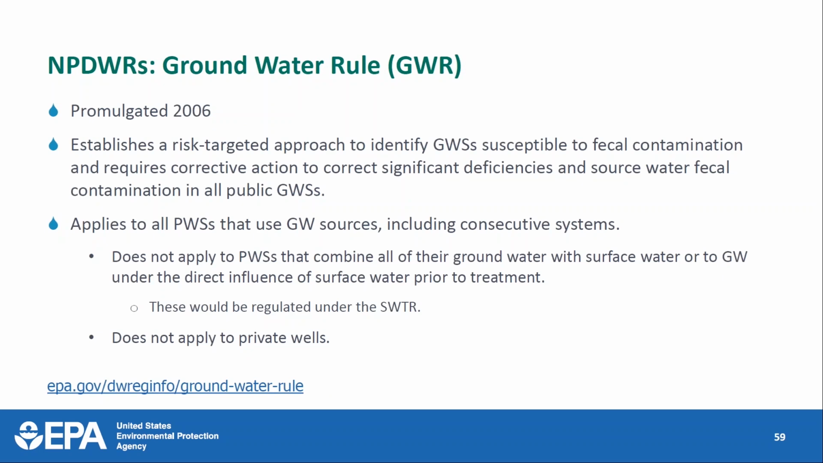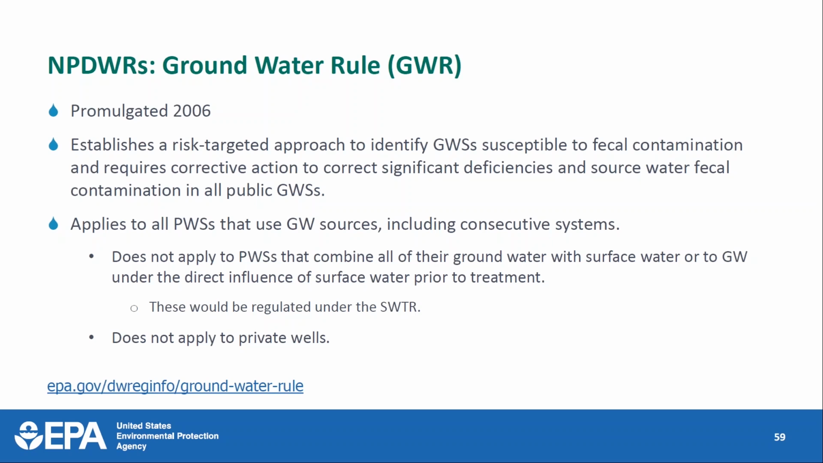Okay, the next rule I'm going to talk about is the Groundwater Rule. This is the last rule I'm going to talk about. It was promulgated in 2006, and this is kind of the counterpart to the Surface Water Treatment Rule. This is for water systems that use groundwater as a source for their drinking water. And this rule is really a risk-targeting approach. It requires states and water systems to do assessments of their wells to determine how at risk they are for contamination. This rule is nice because it also dovetails with the TCR.